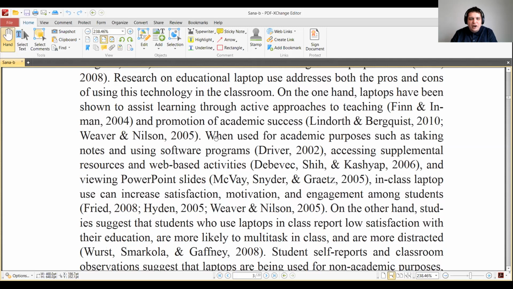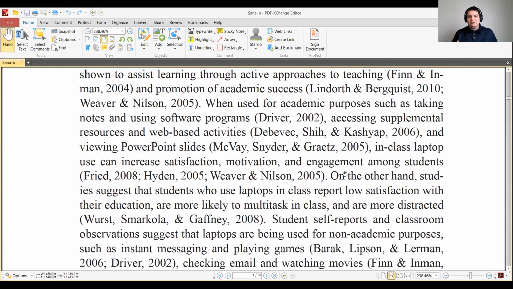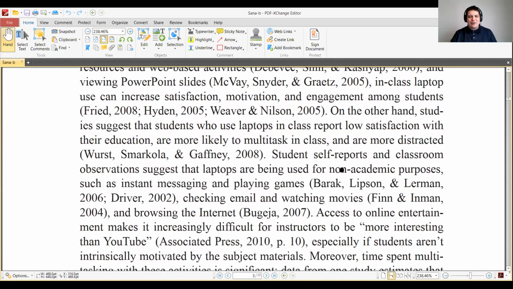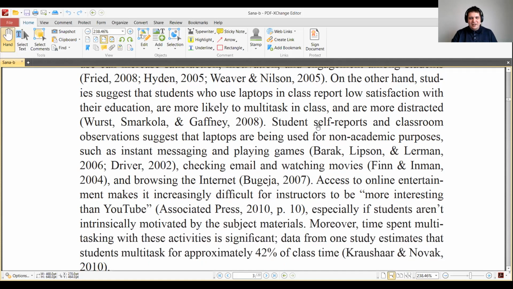And some of this is showing previous results. So on one hand, they say, when used for academic purposes, such as taking notes and using software programs, in-class laptop use can increase satisfaction, motivation, and engagement among students. Good laptop. However, on the other hand, studies suggest that students who use laptops report low satisfaction with their education, are more likely to multitask, and are more distracted. Here's the thing that no teacher is ever surprised about. Student self-reports and classroom observations suggest that laptops are being used for non-academic purposes, such as instant messaging and playing games, checking email and watching movies, and browsing the internet. Yes, Mom, you were right.